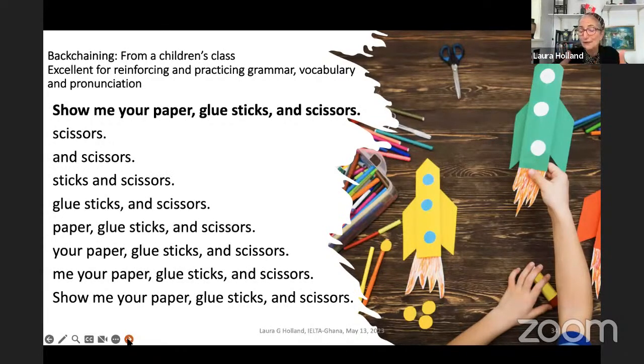And so when we had our feedback session, I thought, oh, you could do this with them to help reinforce that. So it was show me your paper, glue sticks and scissors. Okay, so I made one like that. We don't have to practice it.